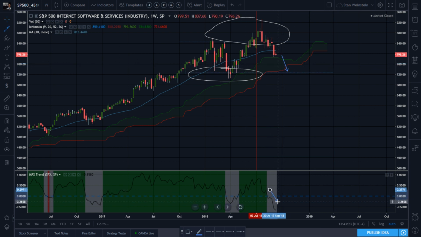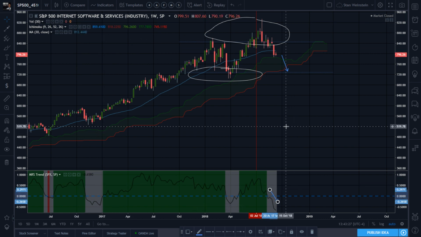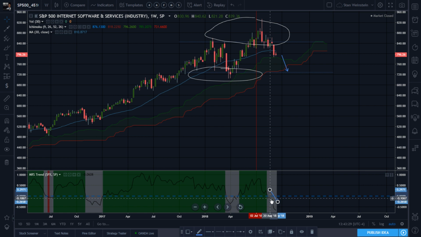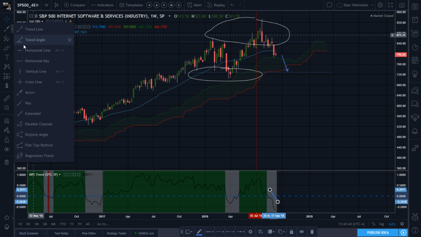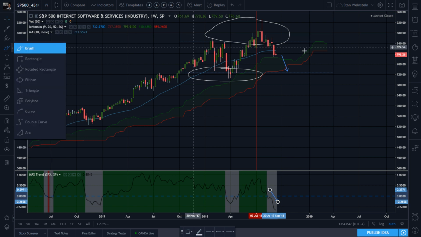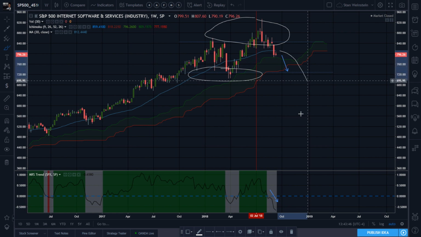You're already underperforming the SPX. So the Internet Software and Services is underperforming the SPX for a little while. It's still gray because the 30-moving average is still flat or inclining. But it's a question of time. I think next candle or two, and that 30-week moving average is going to start declining. And then we're going to get it here red.